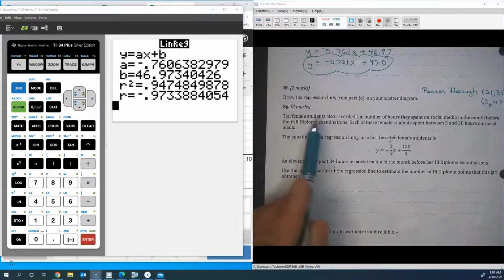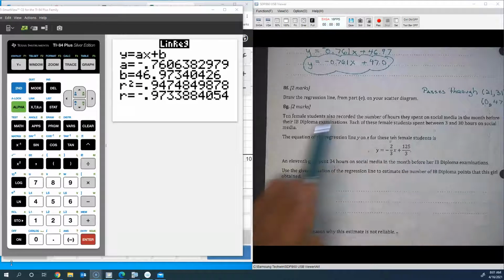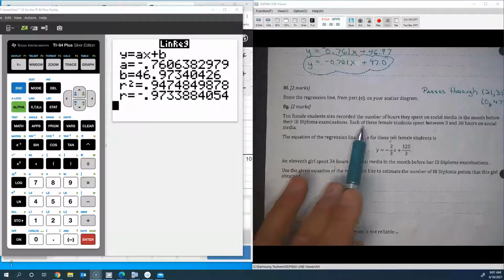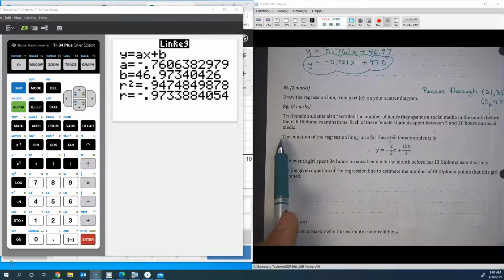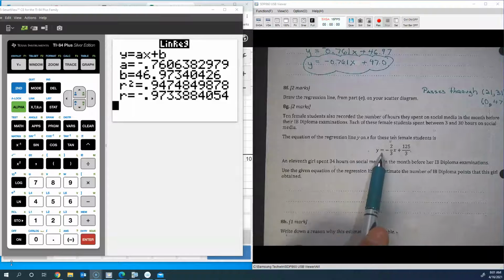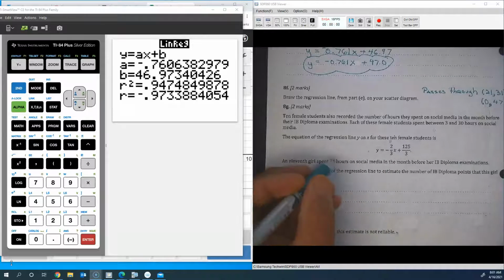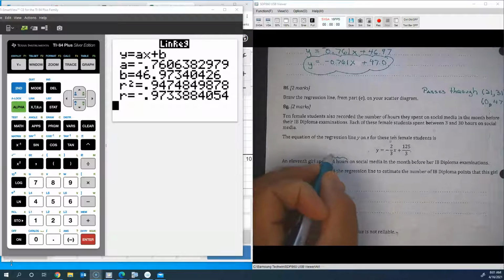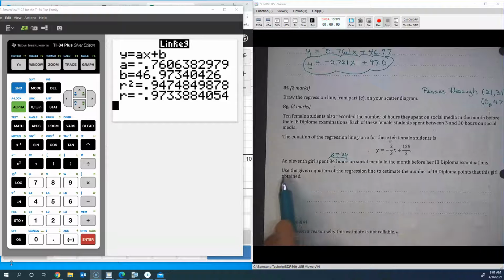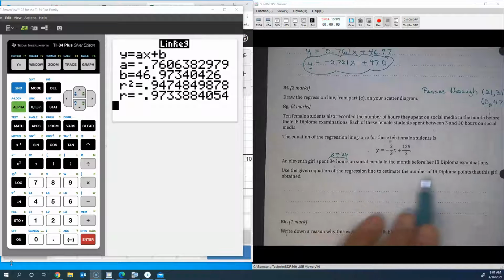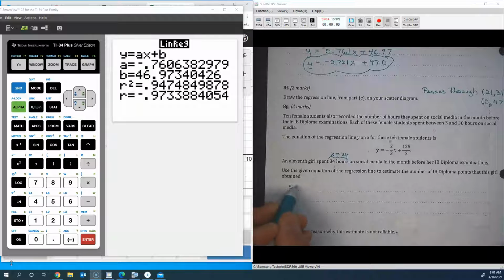Part G says 10 female students also recorded the number of hours they spent on social media in the month before their IB diploma exams. Each of these females spent between 3 and 30 hours on social media, and this was their line of regression. The 11th girl spent 34 hours on social media, so X is 34. Use the given equation to estimate the number of IB points she earned. So we're going to substitute.